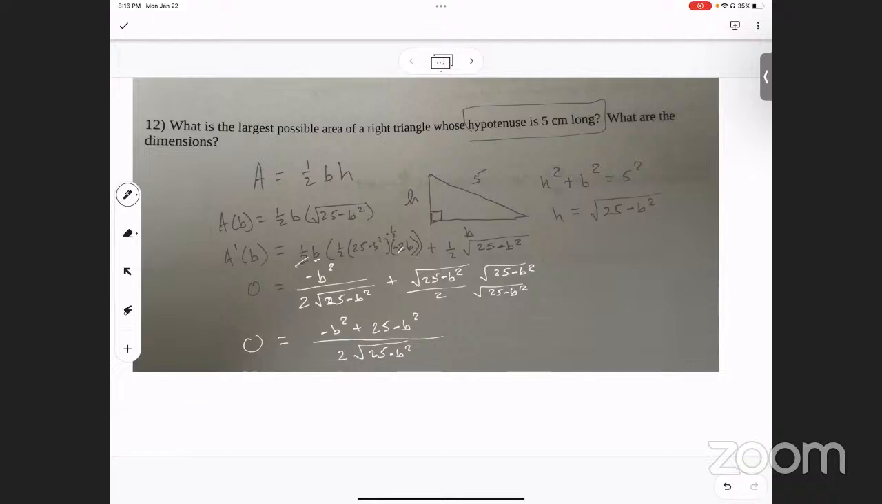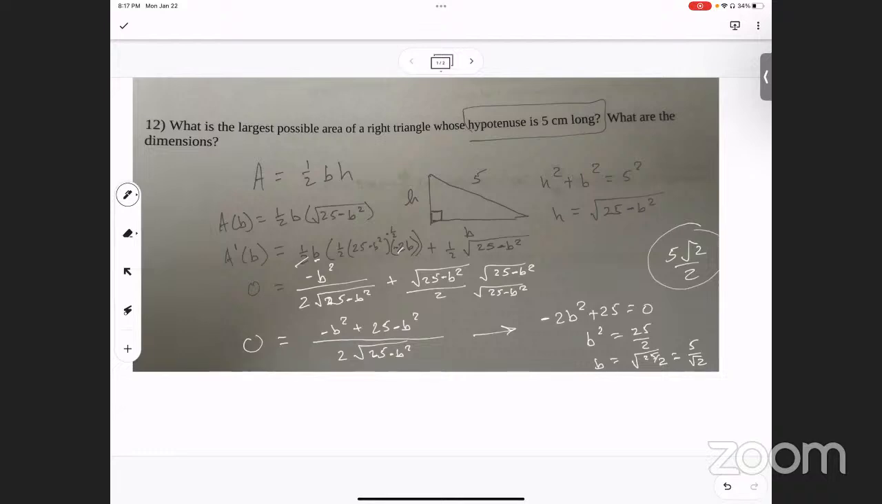And that equals 0 only where the numerator equals 0. It's undefined where the denominator equals 0. So negative 2b squared plus 25 equals 0, which means b squared equals 25 over 2. So b equals the square root of 25 over 2, which is 5 over root 2, or 5 root 2 over 2.